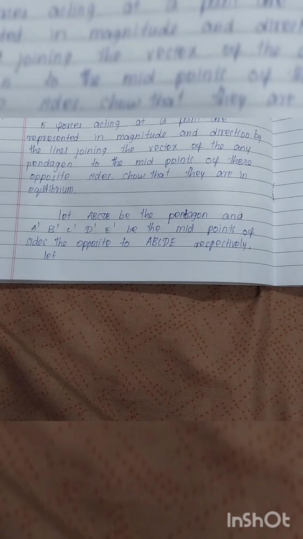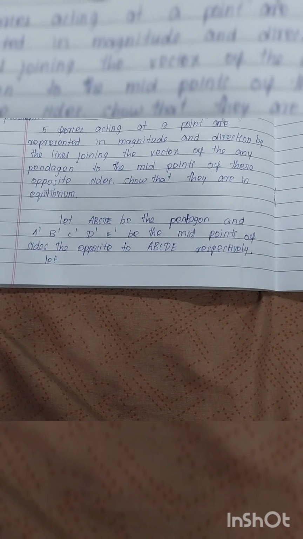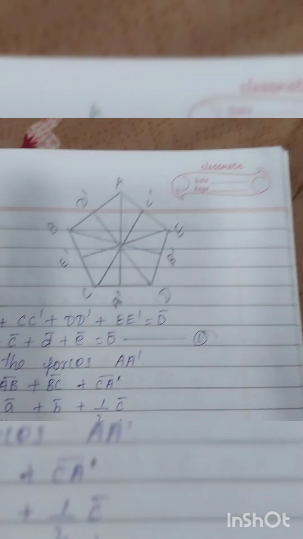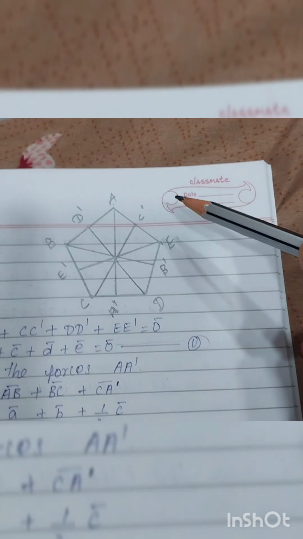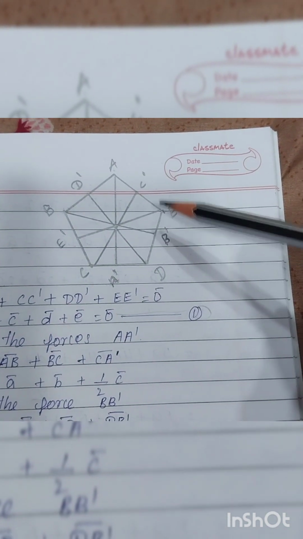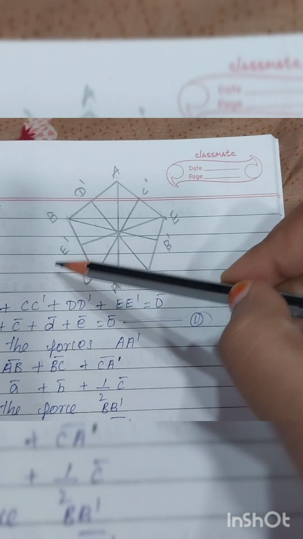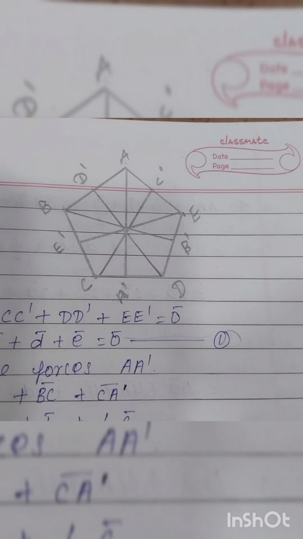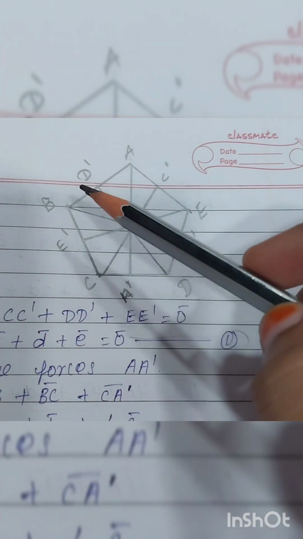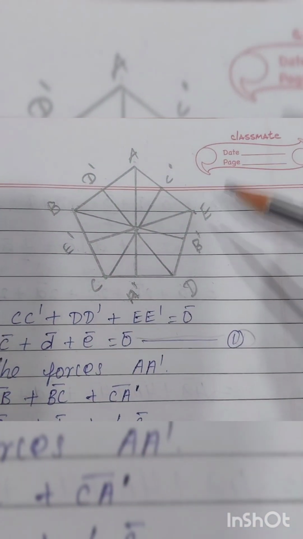Let A, B, C, D, E be the pentagon and A dash, B dash, C dash, D dash and E dash be the midpoints of the sides opposite to A, B, C, D, E respectively. This is the diagram. A, B, C, D, E be the pentagon and A dash, B dash, C dash, D dash, E dash be the midpoints of the sides opposite to A, B, C, D, E.